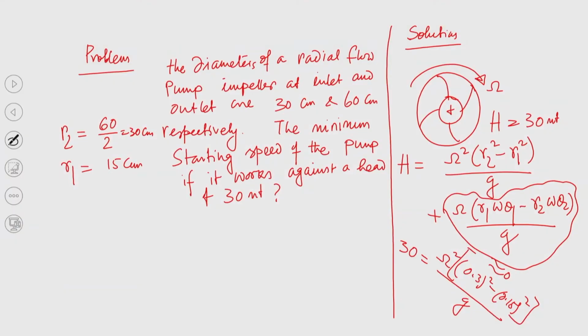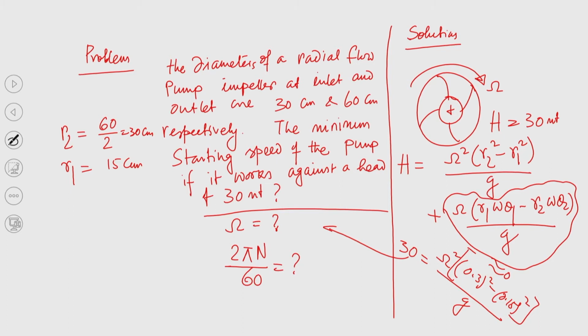So, from this quantity we can calculate what will be omega. If we know omega, this omega is nothing but twice pi n by 60 equal to this quantity. We rather will be able to calculate what is n. So, the RPM we can easily calculate from this expression.